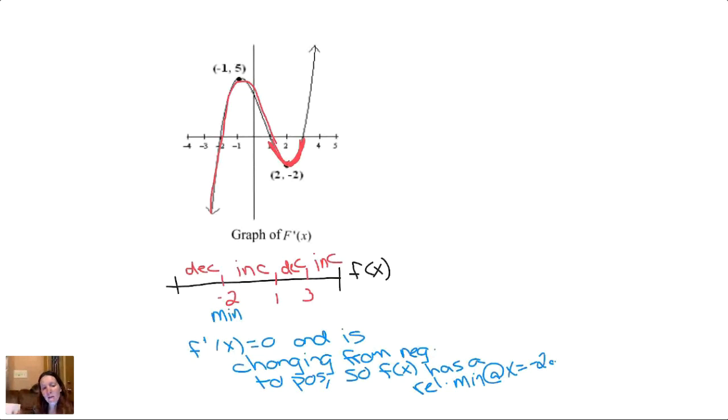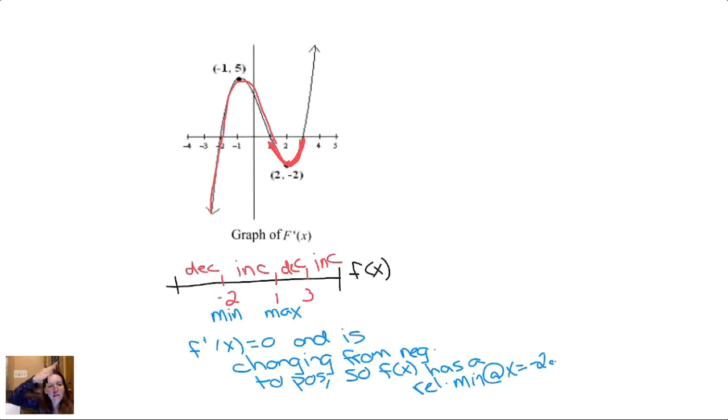The way we know that that's a min is because the derivative is equal to 0 and the derivative is changing from negative to positive. So our original function is going to have a relative min, okay? It's also going to have a max at 1, right? Because the derivative is changing from positive to negative. So the function is changing from increasing to decreasing, right? Increasing to decreasing. So you have a maximum there at the top.